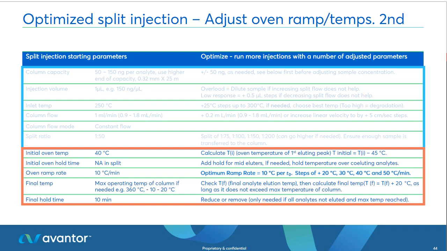Final temperature, so you check the final temperature of the last eluting analyte, and then you can plus 20 degrees on that temperature, and as long as you're not exceeding the maximum temperature of the column, this is suitable. And then for your final hold, you can either remove it completely if you don't need it. This is just to make sure all the analytes are eluting and you've got nothing left over. So you can adjust this as needed. You can just reduce it, remove it, do whatever's necessary.